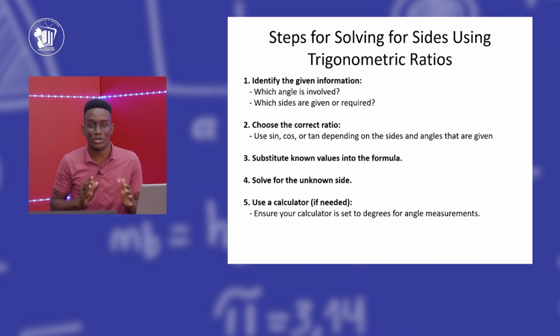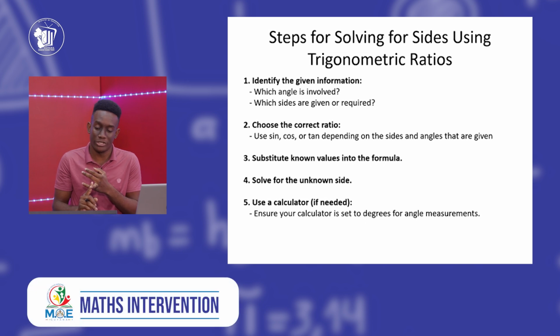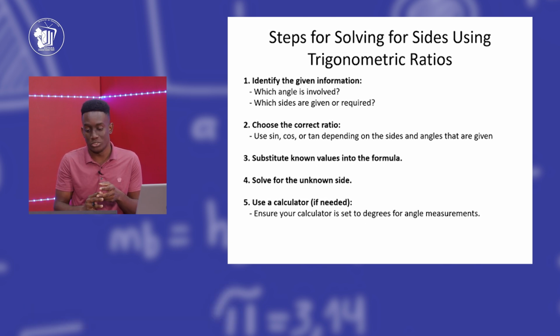Just like with finding our missing sides, we also need to firstly identify the information that is given. Second, choose the correct ratio based on the sides that we are given. Then we substitute the numbers into the ratio, and last but not least, we solve for the angle. Of course, you will need a scientific calculator to find your angle, because you will need to find the inverse of the sine or cos or whatever ratio you're using. So let's head into our first example.